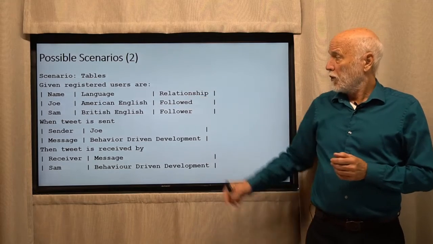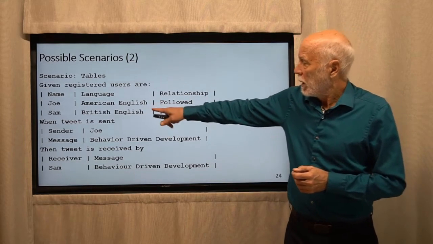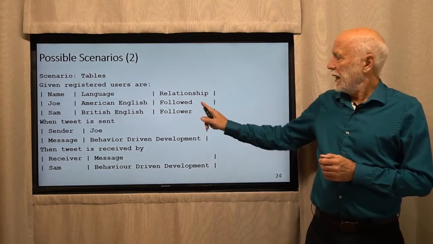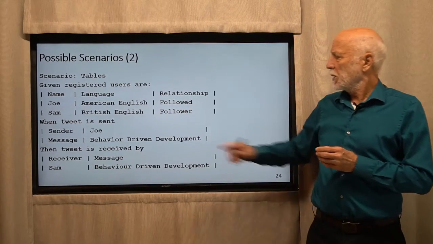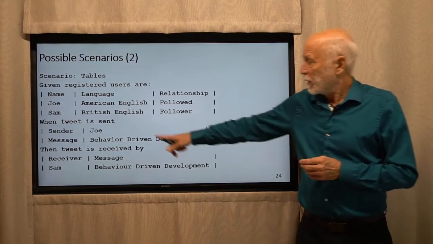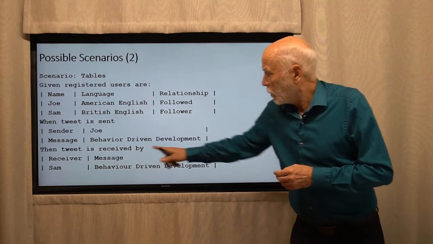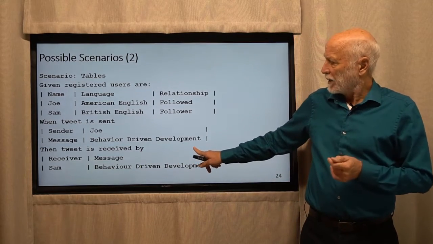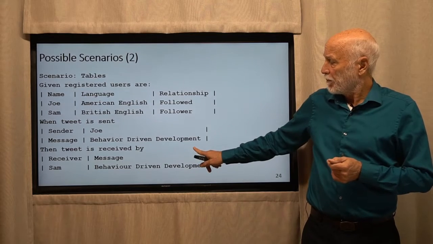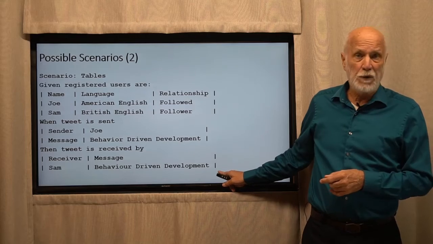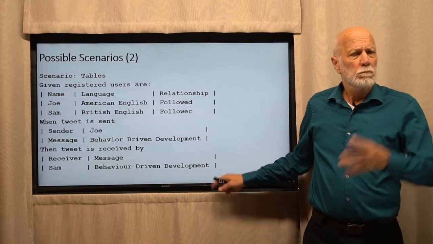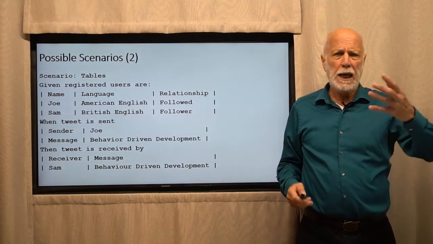Given our registered users are Joe, who speaks American English and he's a followed person, and Sam, who speaks British English, who's a follower, when the tweet is sent by Joe, a tweet of behavior-driven development, then the tweet is received by Sam and it's behavior-driven development. 3 ways to indicate that flow.